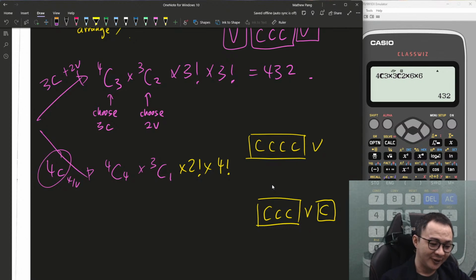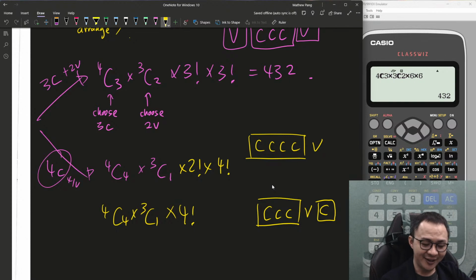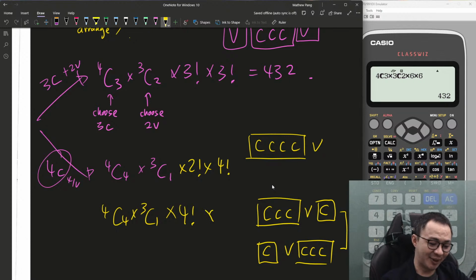So this one we call 4 consonant, choose 4 consonant, 3 vowel, I choose 1. Then here, all the 4 consonant can swap place among themselves, 4 factorial. And then here, we cannot swap place anymore. But we can do C first, right? Then vowel. Then we have consonant, consonant, consonant. So I have 2 options here, isn't it? I multiply another 2. So, yep.